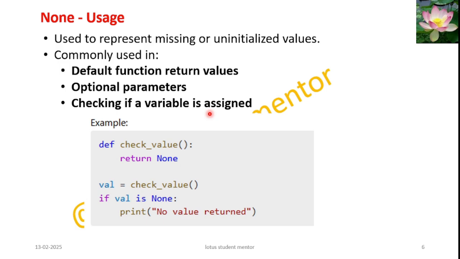Let us see the example. Suppose checking if a variable is assigned: define, that is, def check_value. Here what will happen? Return None. Then value equals check_value. Here nothing is assigned, optional. The value checking if a variable is assigned, or it represents what? Missing or uninitialized values. If a value is None, what will be printed here? The print "no value" is returned. It will be printed.